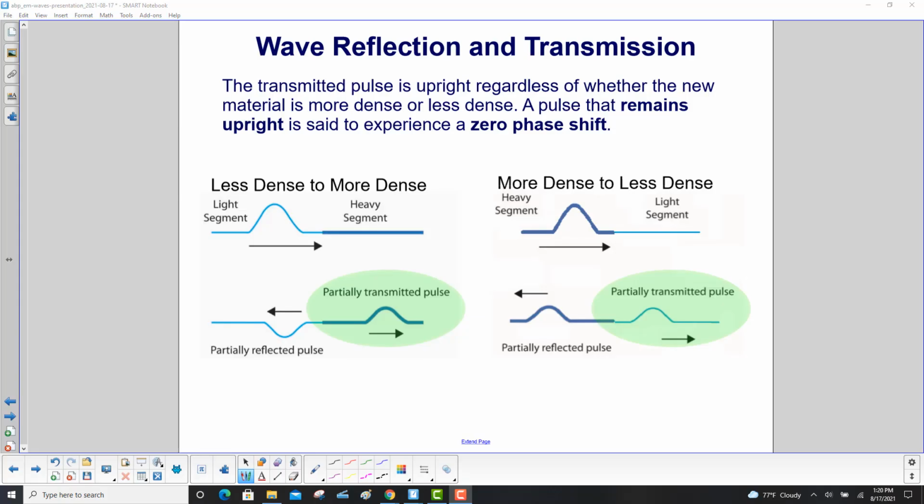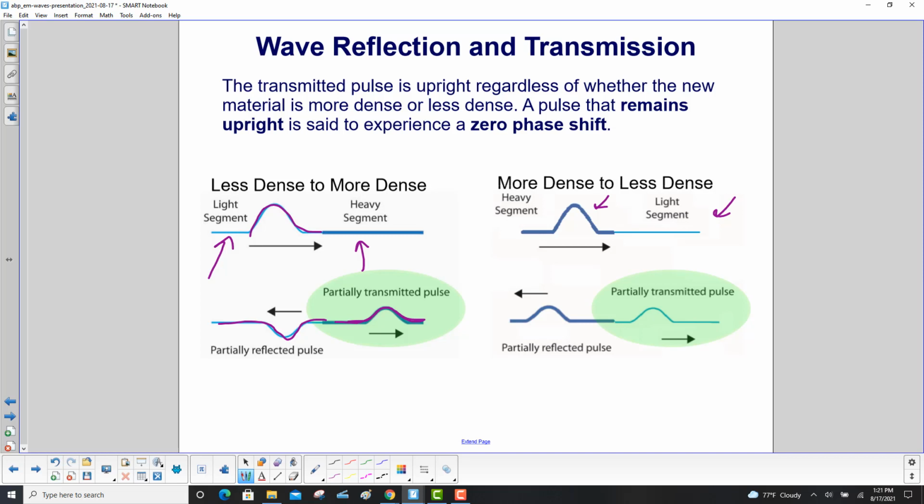So hopefully this is familiar. We have strings in each one of these four cases, and here we have a light piece of string connected up to a heavier piece of string. Here it's heavier, light, etc. So if you send a pulse on the light side here, right down to the heavy segment, what happens? Well, some goes through it, and that stays in the upright position. The reflected pulse inverts, and if you need to review that, please go back to the waves unit.